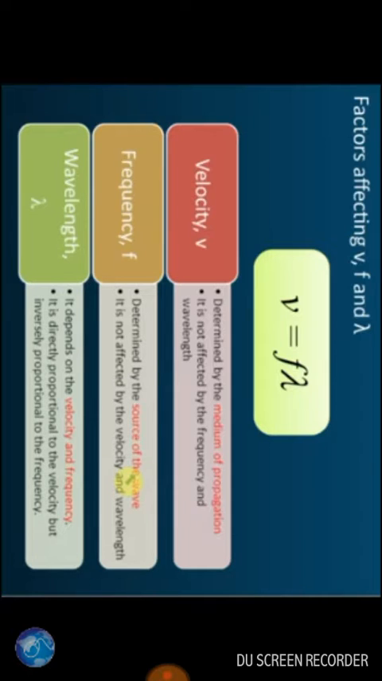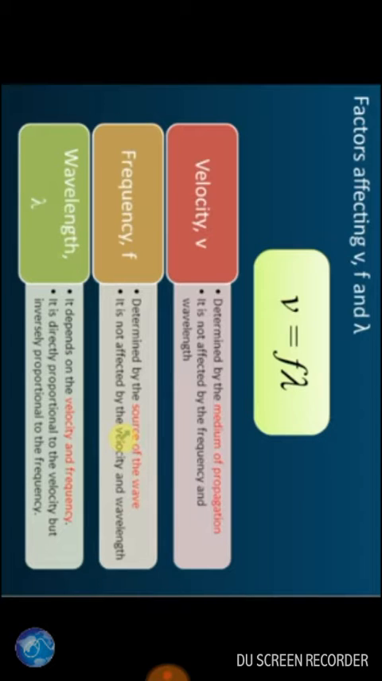If the source vibrates very fast, then the frequency is high. And if the source vibrates very slowly, then the frequency is low. It is not affected by the velocity and the wavelength. You cannot change the speed to change the frequency, and you cannot change the wavelength to change the frequency. It is only affected by the source of the wave.